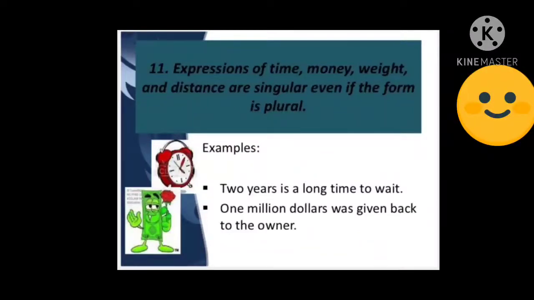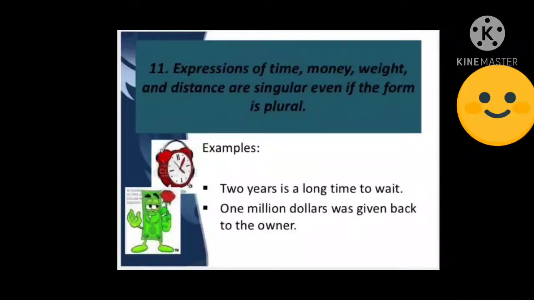See, expressions of time, money, weight and distance always convey singular, though they appear to be plural in sense. 2 years: actually 1 is singular, 2 is plural. 1 book is singular, 2 books means plural, but here 2 years is considered as a unit, a unit of time. That is why we do not consider this as plural. 2 years is a long time to wait.